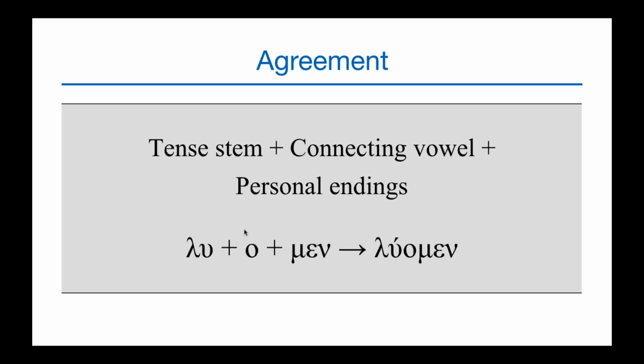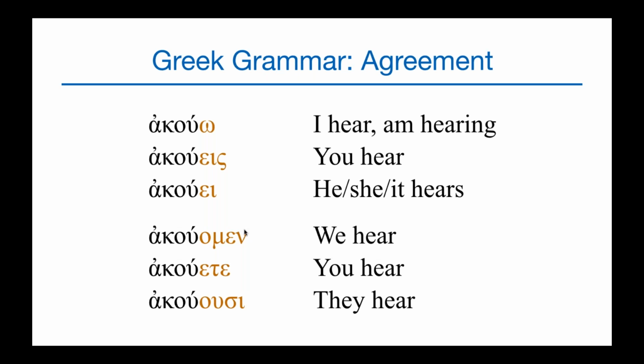Here we have something similar, and this is going to be sort of the paradigm. We're not memorizing anything tonight, but this is the way that you form a verb in Greek. So you have a tense stem, you have a connecting vowel, and then you have personal endings, okay? So lu plus omicron plus men equals luomen. Luomen is we loose.